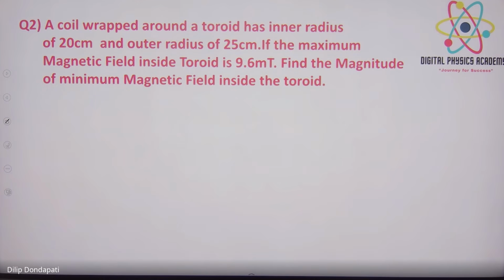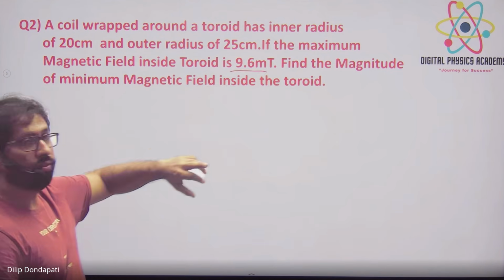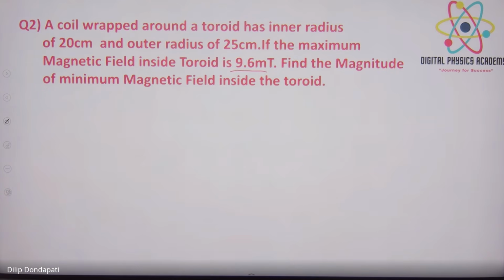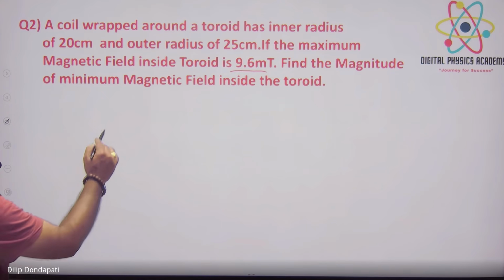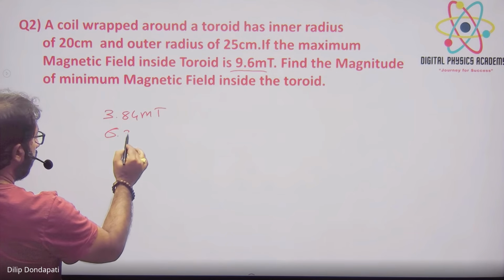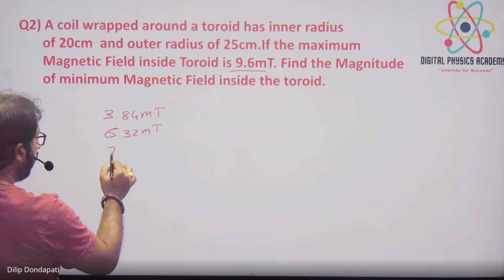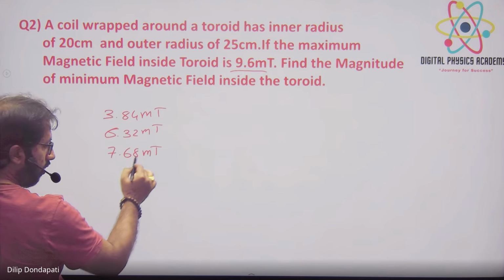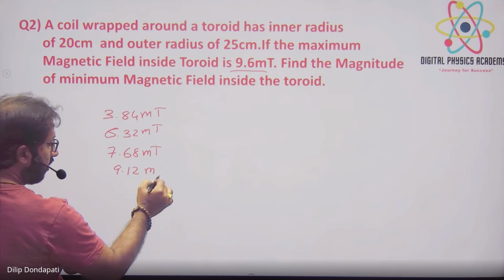A coil wrapped around a toroid has inner radius given and outer radius given. If the maximum field is given, see, the maximum field formula has come. In that condition, find the minimum magnetic field inside the toroid. Options are given, 0.12 millitesla.